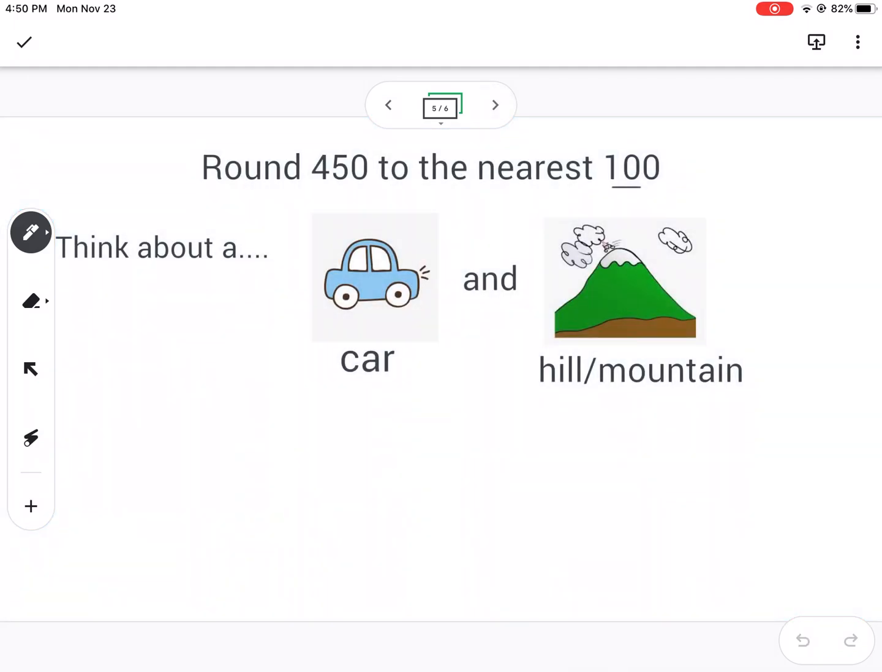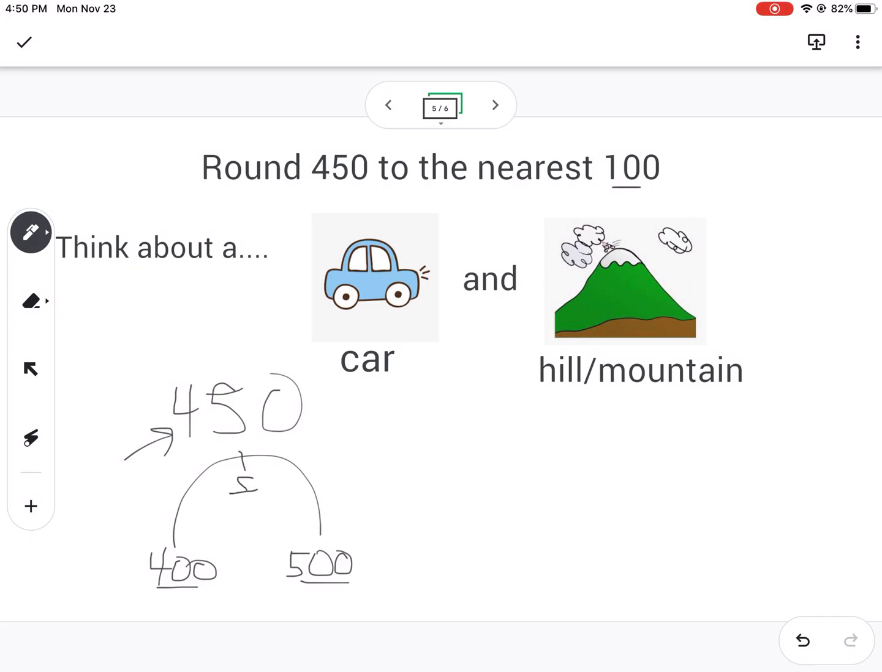Last but not least, what if I had 450? I need to round it to the nearest 100. I'm still going to put it down like I always do and make my mountain. Again, my friendly hundreds, they end in 0. My first one is right here, 400, and if I jump 100, I'm at 500. And right smack in the middle is 450. And that's exactly where the car is.